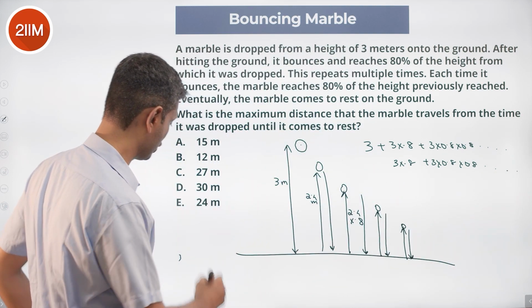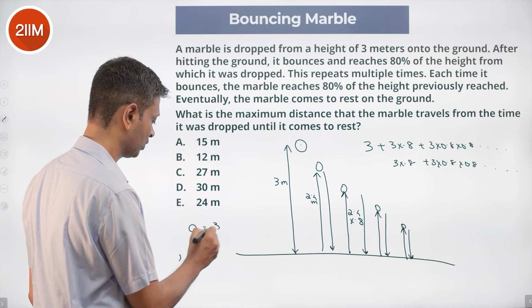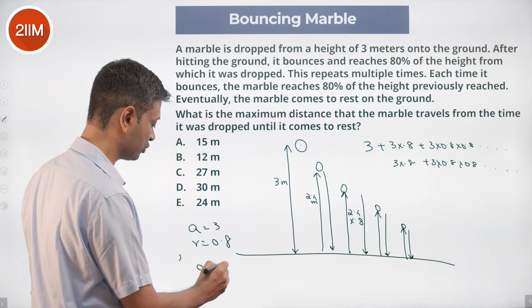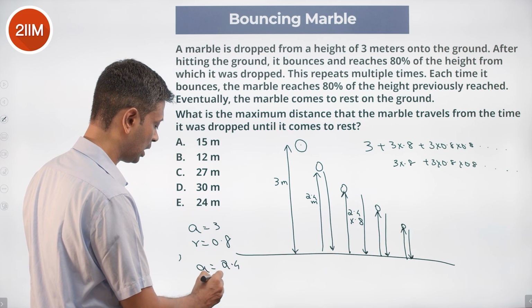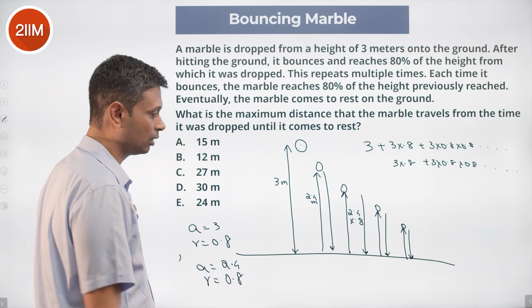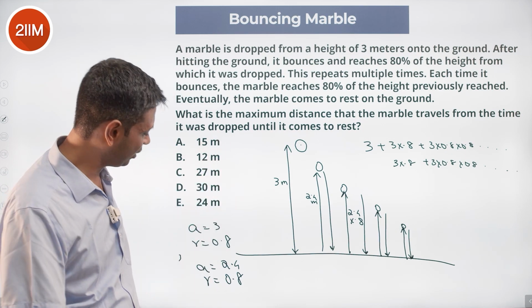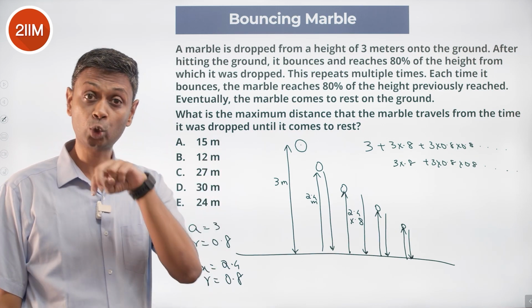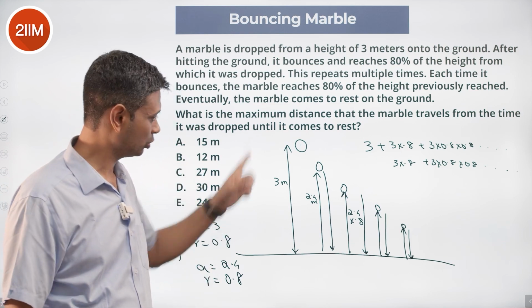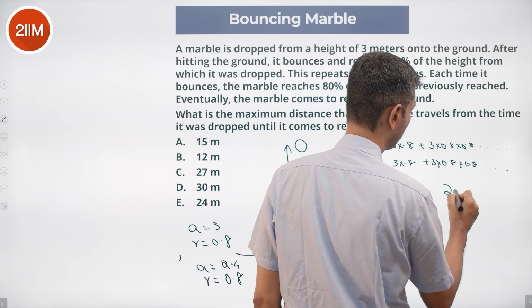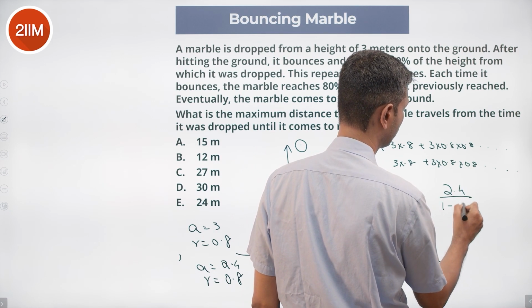For the first infinite GP, A is 3, R is 0.8. Second infinite GP, A is 2.4, R is 0.8. Plug in the formula for this, plug in the formula for this, we are through. Or calculate this infinite GP twice over and then add 3. That is this distance. And so let's do it by the second method, 2.4 by 1 minus 0.8.